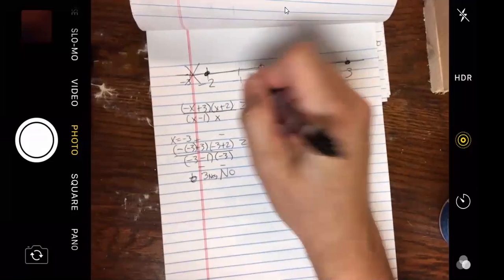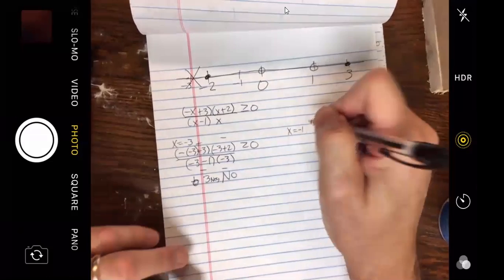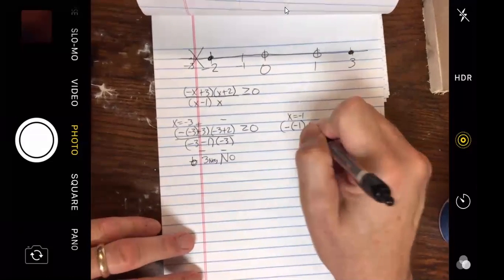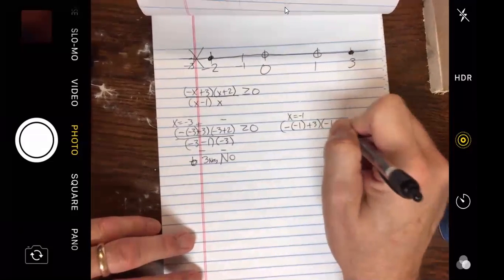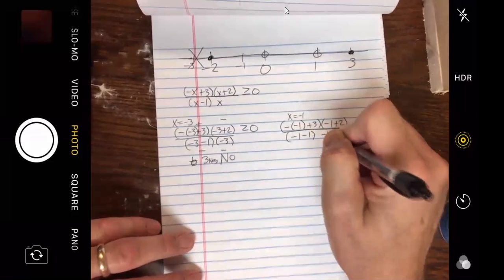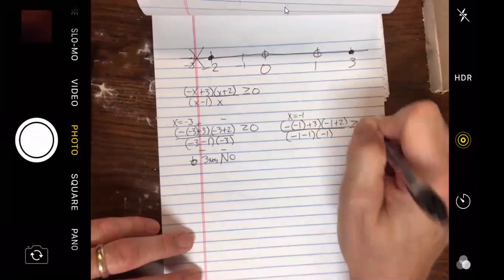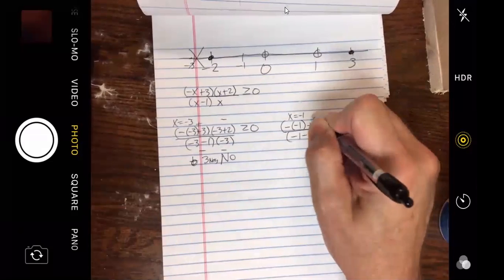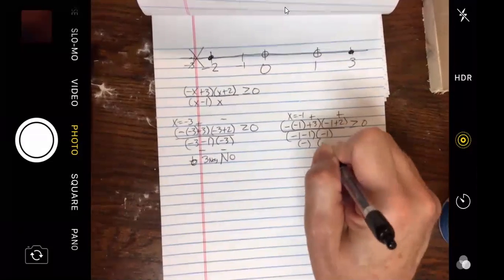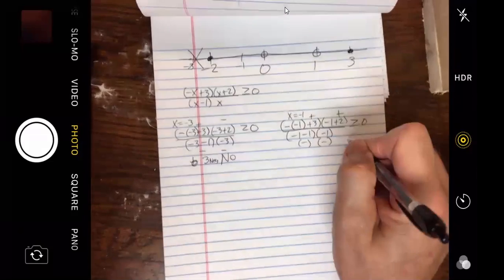Negative 1. Negative, negative 1. Negative 1 add 2. Minus 1 and negative 1. Greater than or equal to 0. This is 1 plus 2. That's positive, positive, negative, negative. That's 2 negatives. Yes.